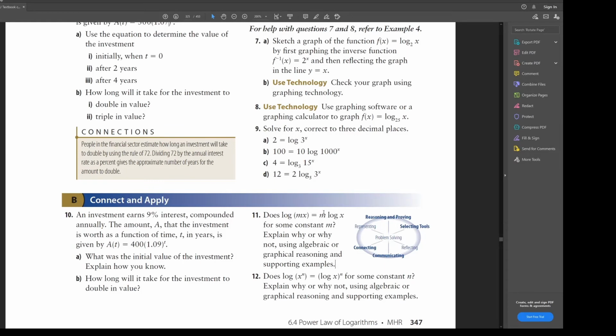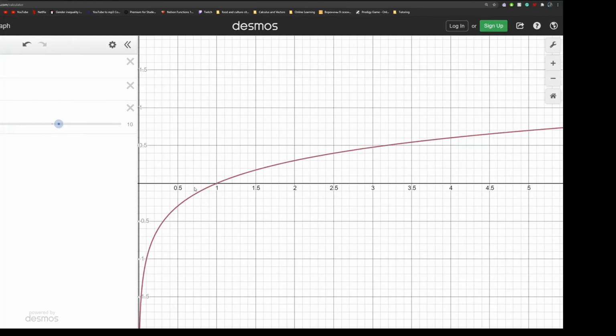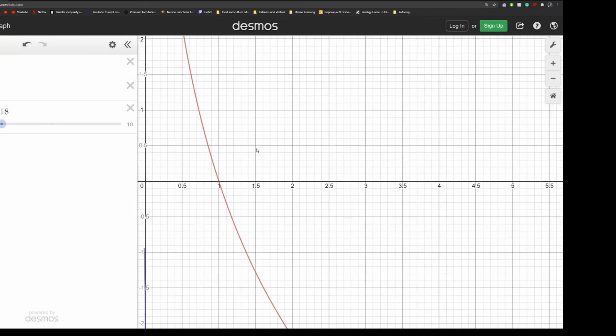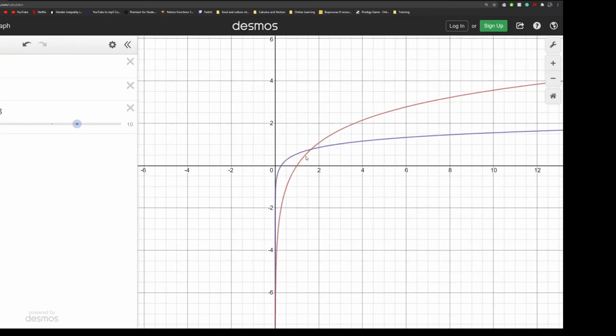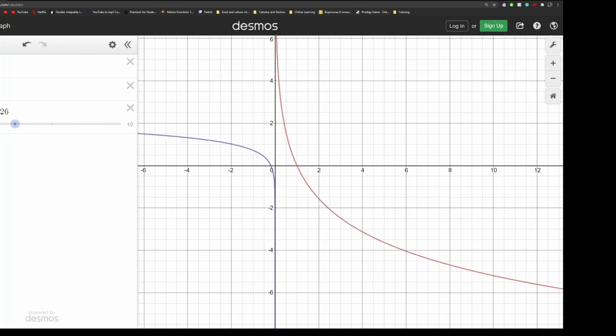Then we can say that it only works when m is equal to 1. Again, we just graphed a bunch of functions and we see that is the only time this occurs. For every other value, they have different graphs.